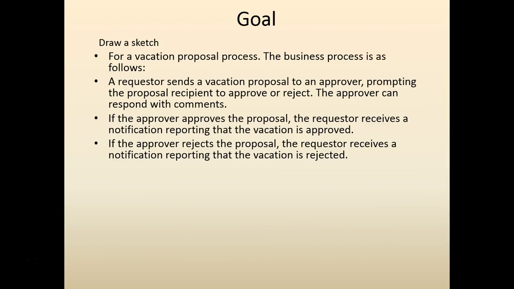Our goal is to build a vacation proposal process. Here, the business rule is that the requester, if I am requesting a vacation, sends it to the approver. The approver then looks at the email and says whether to approve or reject this vacation request. If it's approved, I'll get an email saying that the vacation is approved. If it's rejected, I'll get an email saying that the vacation is rejected, and we will allow a comment session to go through.